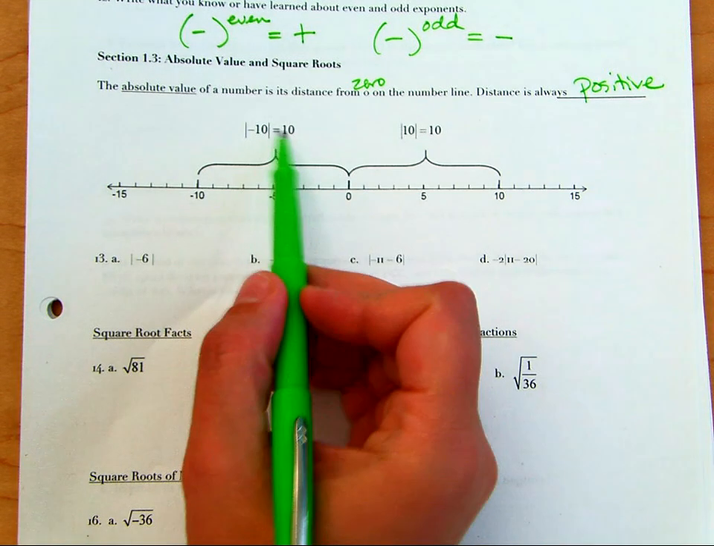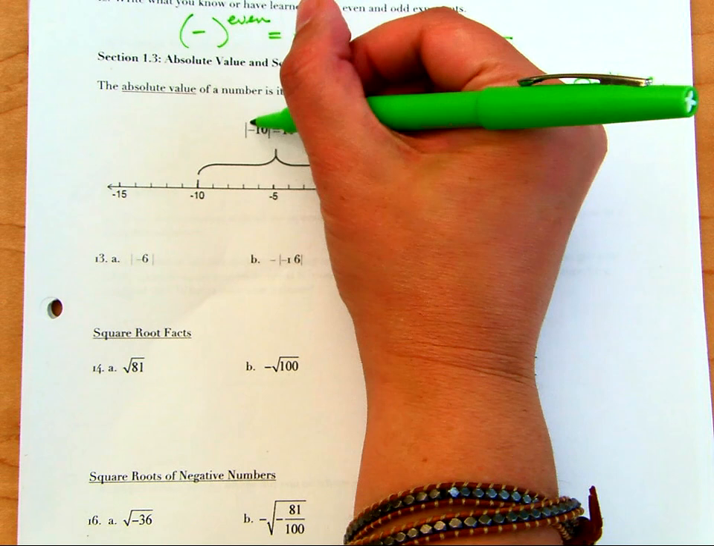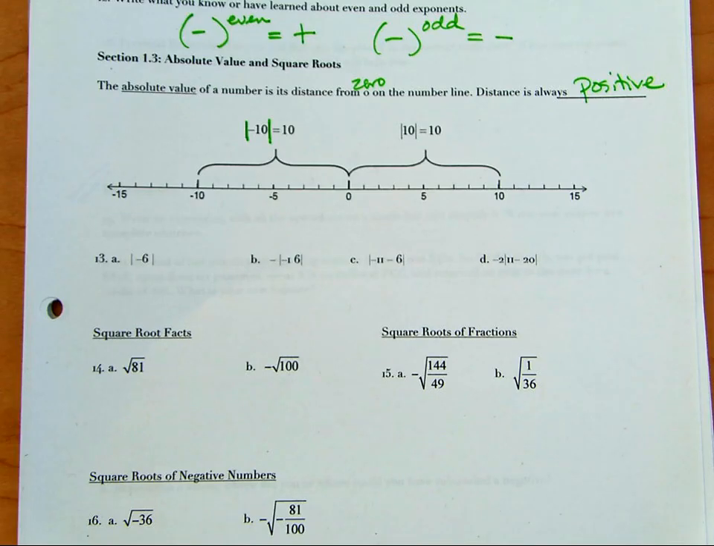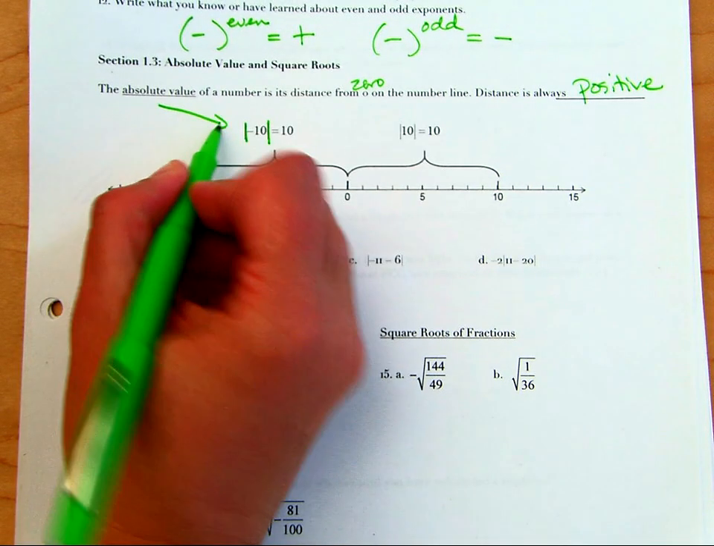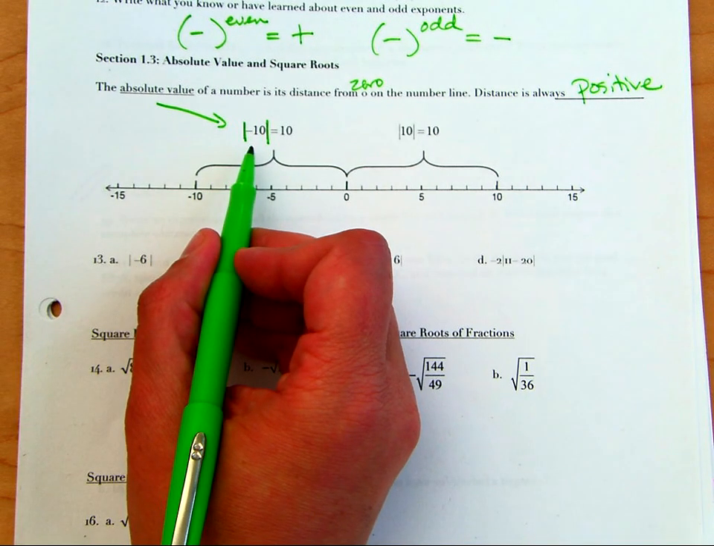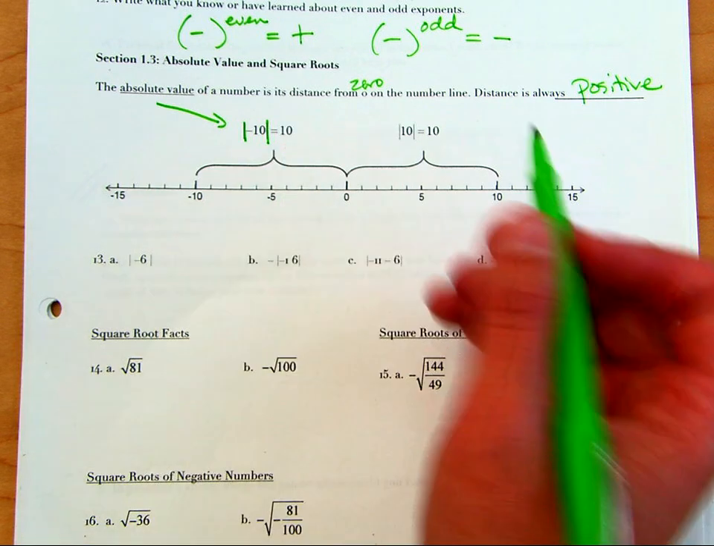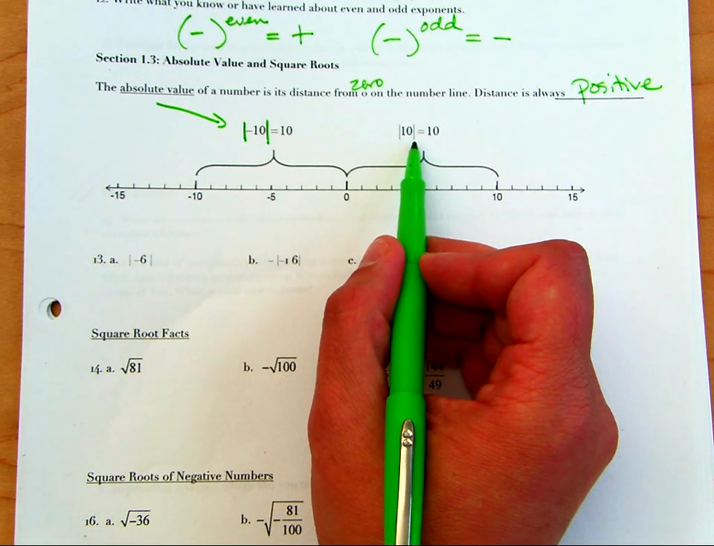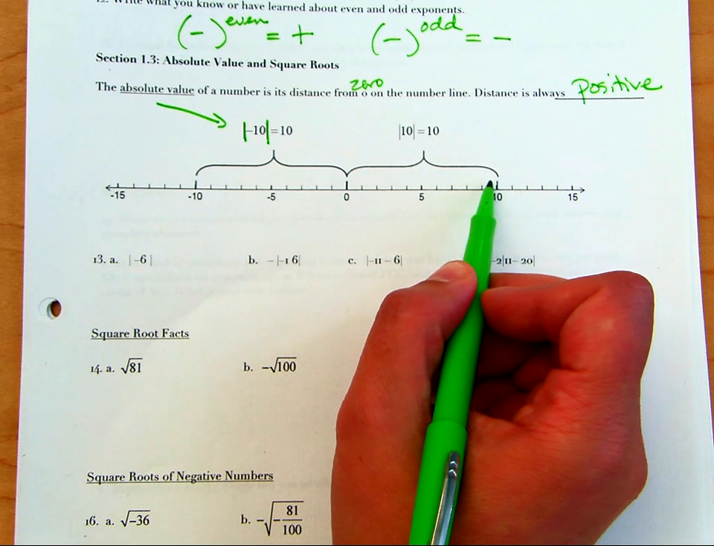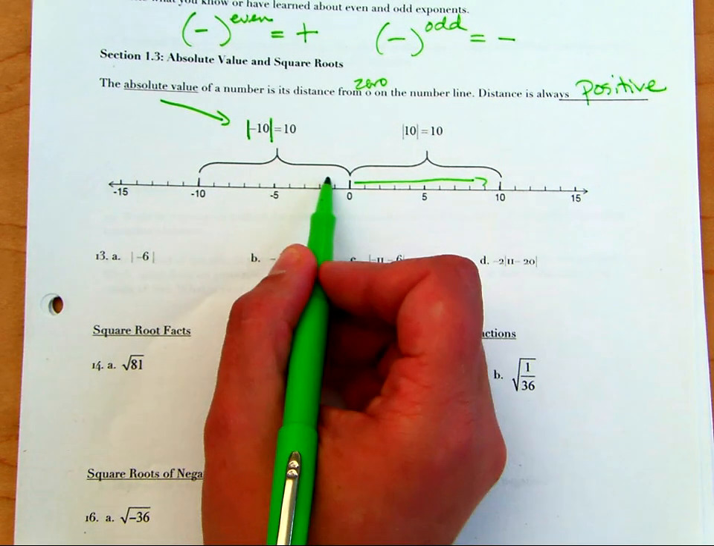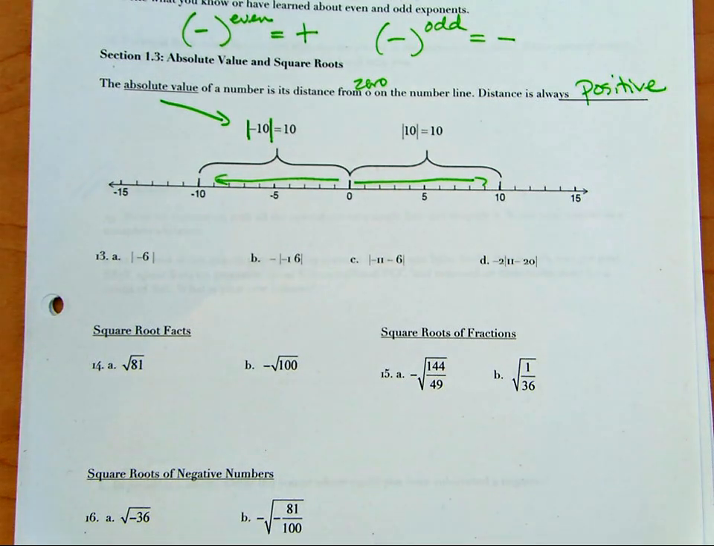Distance is always positive. So when we say the absolute value of negative 10, and by the way, these two parallel lines next to the number are symbols that mean absolute value, they're saying, how far away is negative 10 from 0? What's the distance? It's still 10 units away, so that's positive. The absolute value of 10 is also 10 because it's still 10 units away from 0 on the number line. So we're looking at this distance here and this distance here. It doesn't matter which direction you go in, the absolute value is its distance.